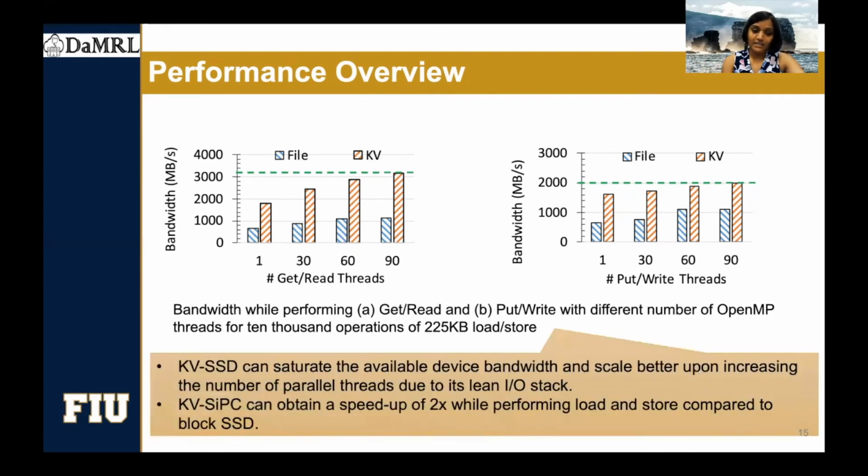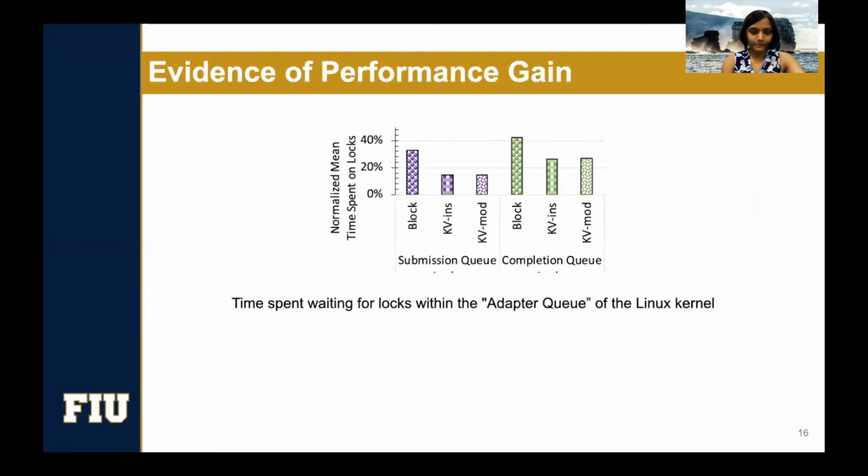Thus, KV-SSD can saturate the available device bandwidth and scale better upon increasing the number of parallel data threads due to its lean I/O stack. KV-SiPs can obtain a speedup of 2x while performing load and store compared to block SSD.